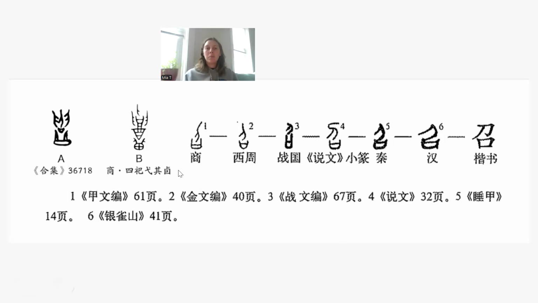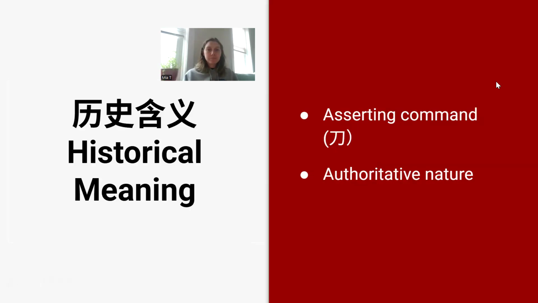And then once it gets to the numbers, you can see how it just kind of evolves into the knife and the mouth radicals that we see today. But ultimately, that was the origin pictographically. So for our Li Shi Han Yi, or historical meaning, it meant some sort of asserting command, which can be inferred by the use of Dao, the knife radical. So that gives some sort of idea of being like, because it has the knife, there's some sort of authority.